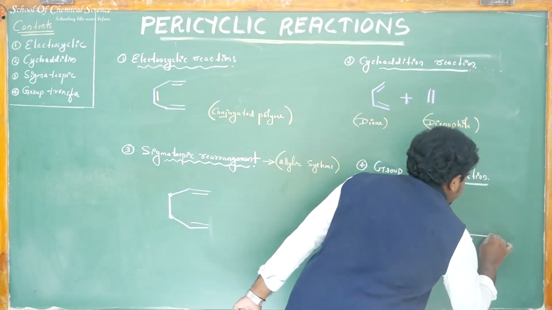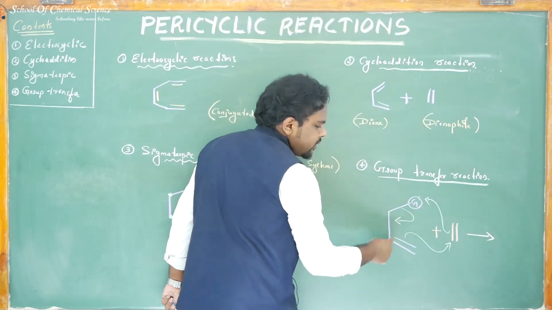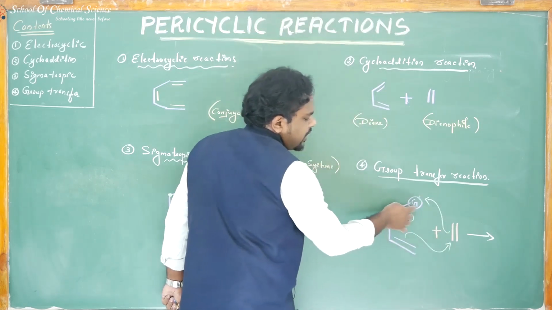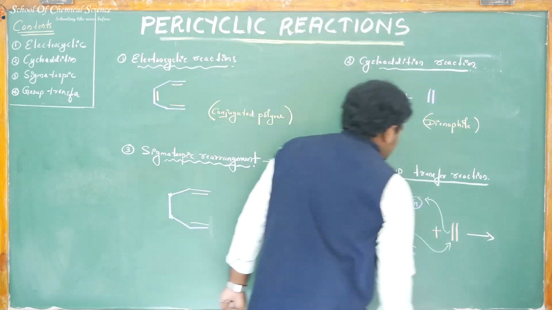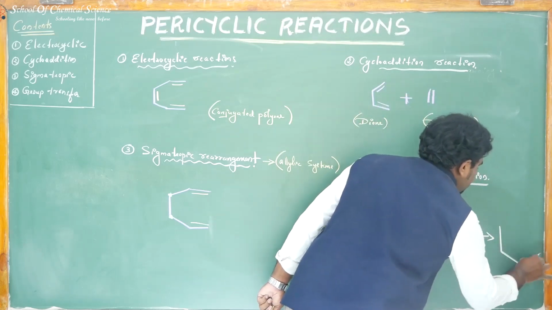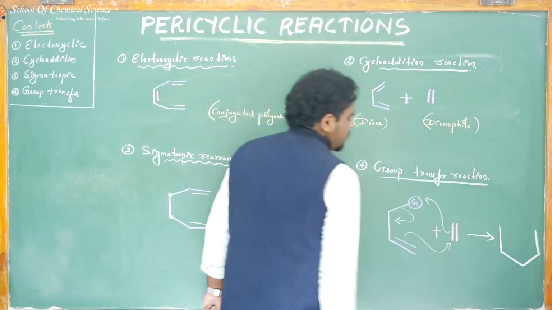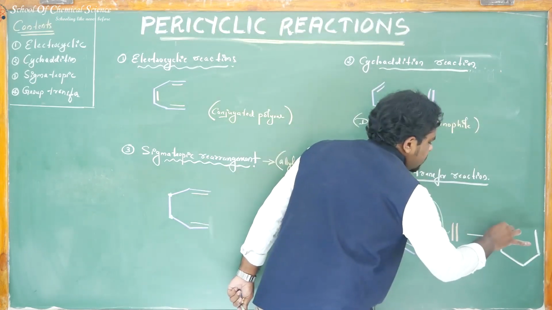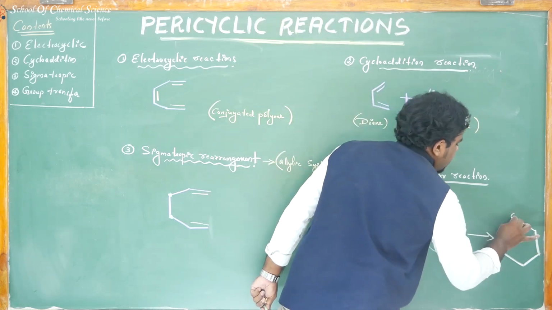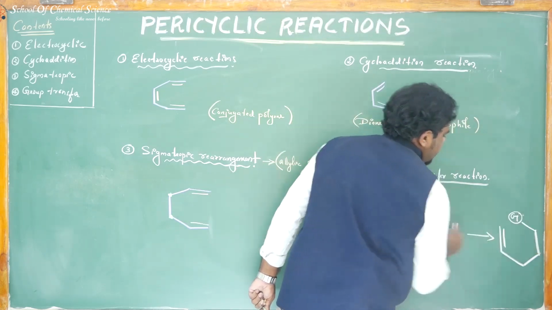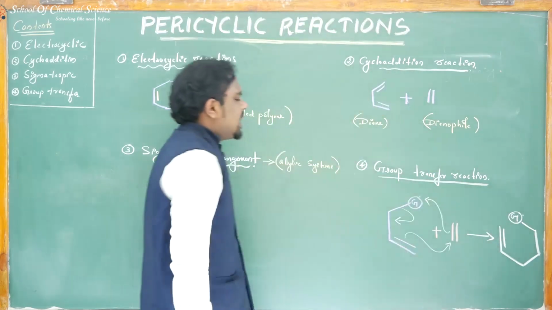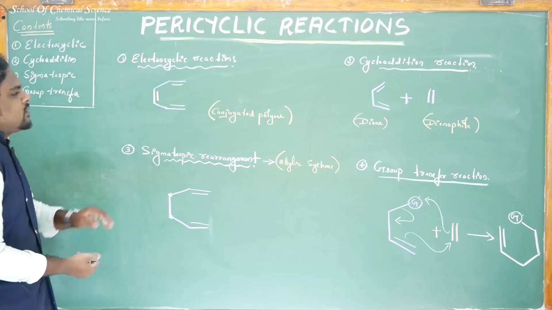So what do you get? This is the electron shifting. Sigma bond shifted towards here, this pi bond makes a bond here, and this pi bond attacks this group. So you will get here a pi bond, and this group is transferred to this part. Such reactions are called group transfer reactions.